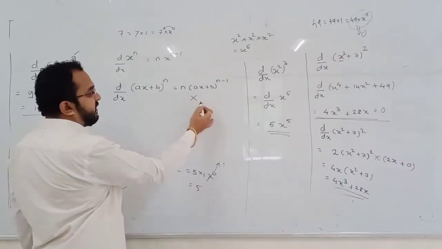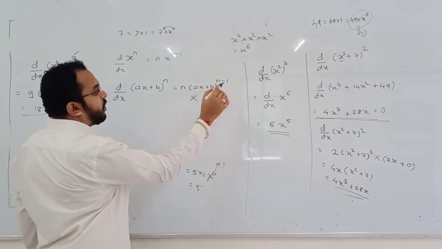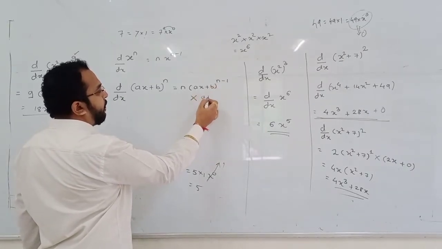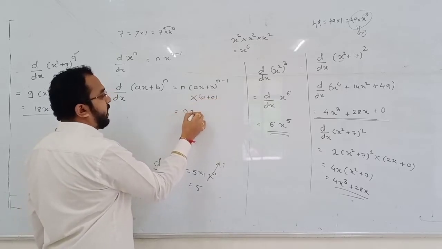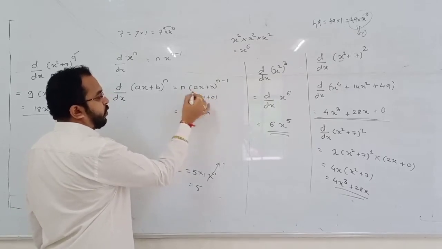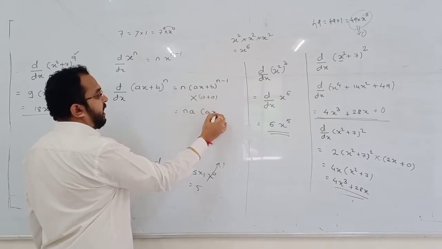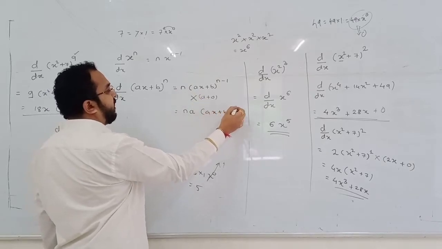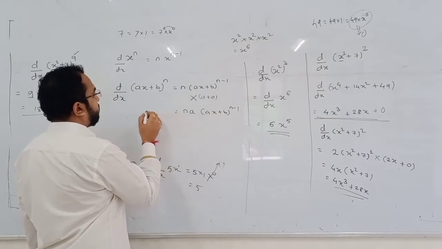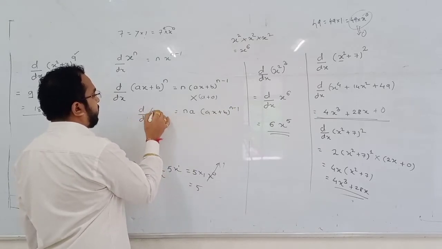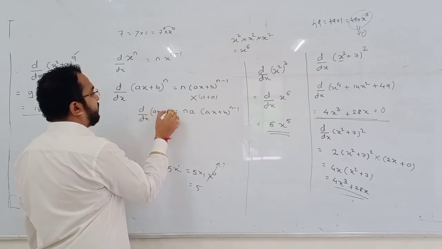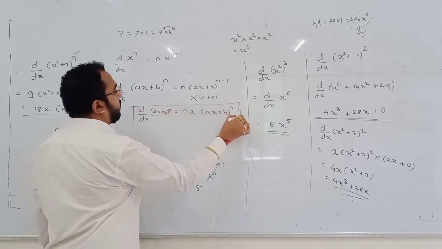Differentiation of ax is a and differentiation of b is 0. So ax plus b gives a plus 0, that is a. So the answer will be n into a into ax plus b to the power n minus 1. So this is the differentiation of ax plus b to the power n.